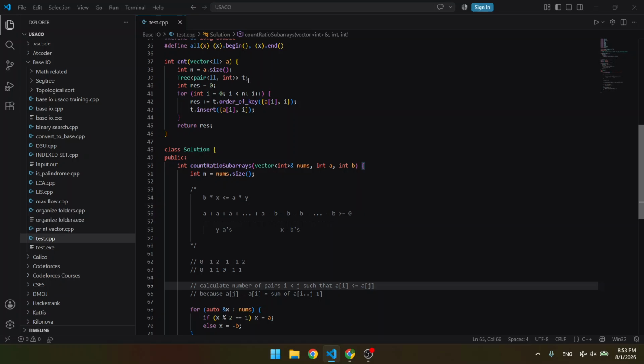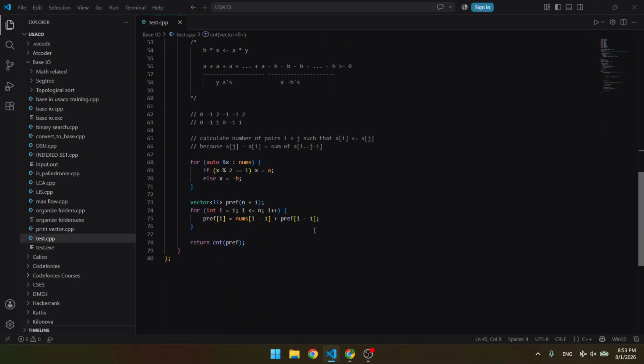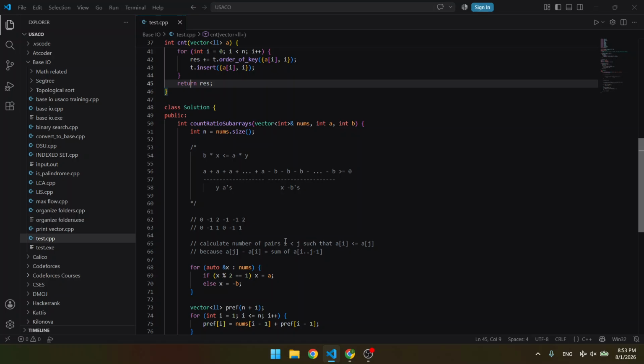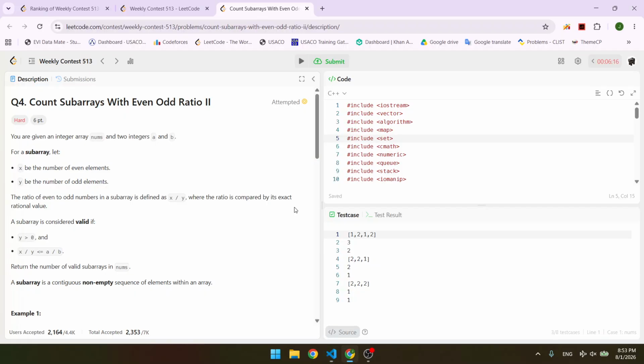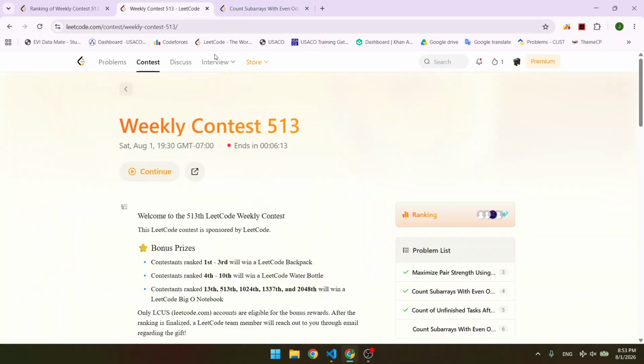I use pairs because there might be duplicate values. I have the res. For int i is 0, i smaller than n, i plus plus: res plus equal to t.order_of_key of ai and i, and then t.insert ai and i. And then you return the res, and then you just return the cnt minus pref. So that is Q4.